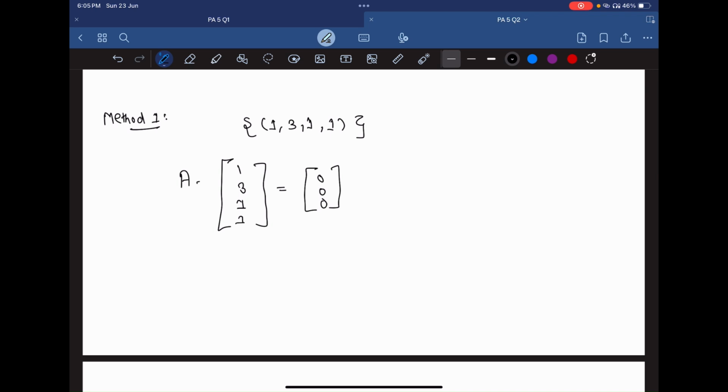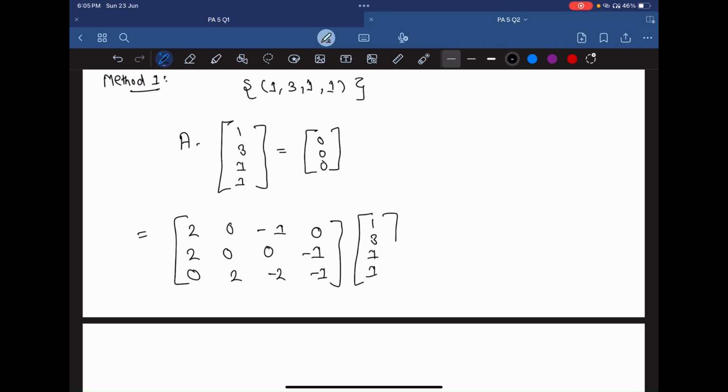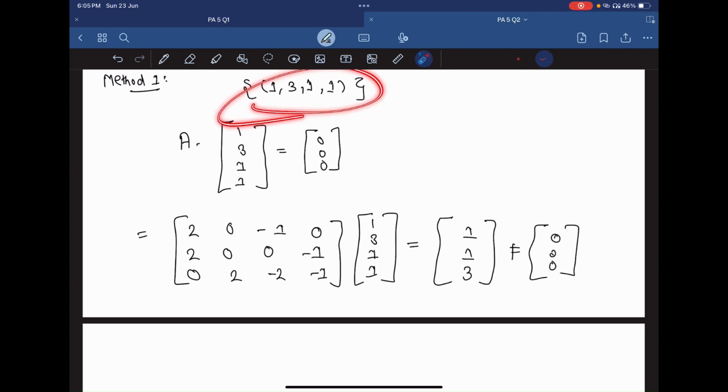So first let's try with this. Matrix A is 2, 0, minus 1, 0, 2, 0, 0, minus 1, 0, 2, minus 2, minus 1, times this vector. So if we try calculating it, we get 1, 1, 3, and that is not equal to 0, 0, 0. So that means this vector does not belong to the null space of the matrix A.